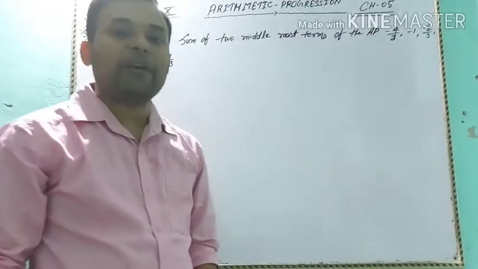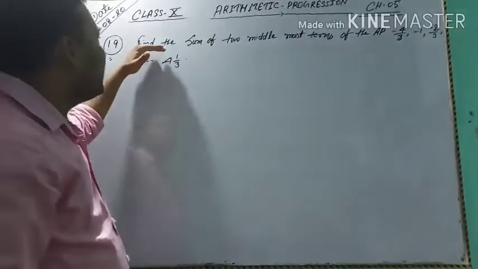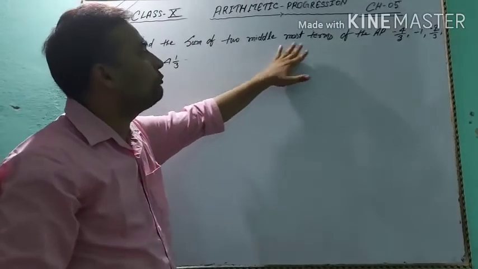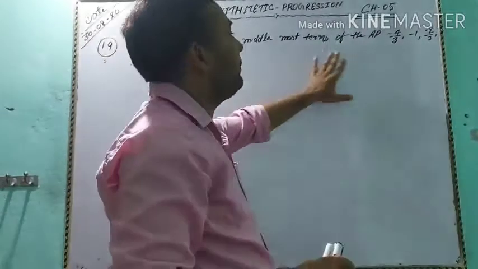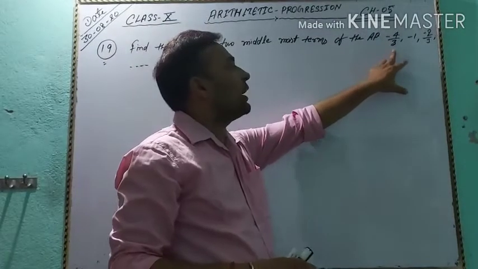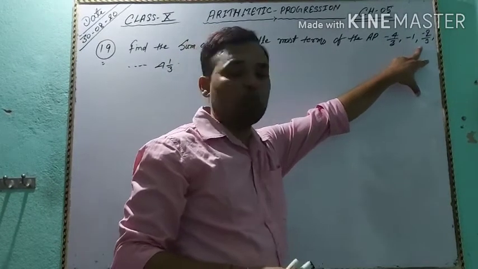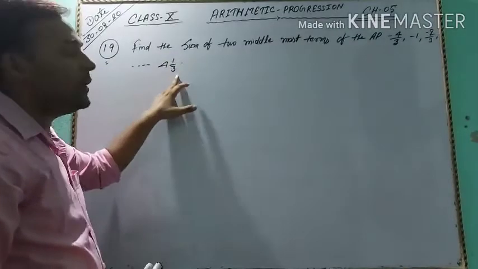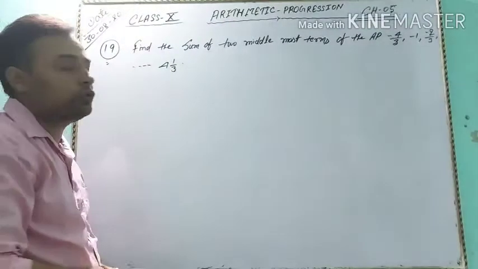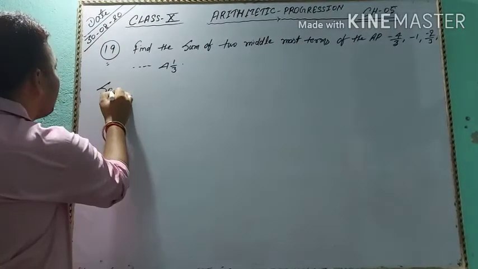Students, our next question is question number 19. Find the sum of two middlemost terms of the AP minus 4 by 3, comma, minus 1, comma, minus 2 by 3, dot dot dot, 4 upon 1 by 3. Okay, so let's start the solution, students.